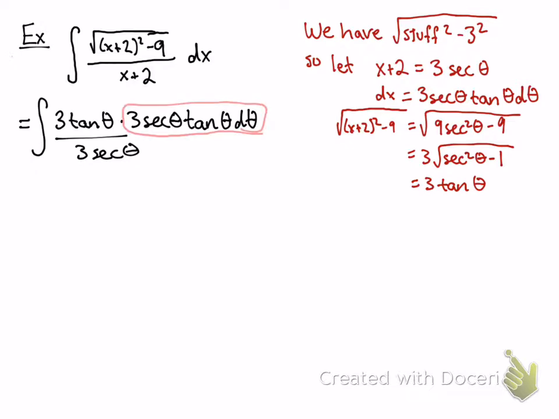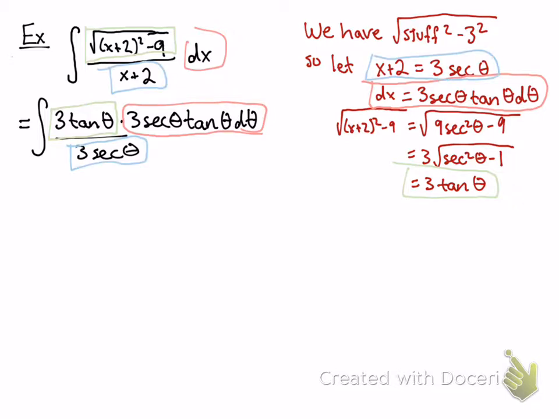The 3 secant theta tangent theta d theta is just dx, right? That's over here. The 3 tangent theta is what that square root equaled, and we worked that out right here. And the denominator, 3 secant theta, well, that's just x plus 2, right? Because originally we said x plus 2 was going to equal 3 times secant theta.